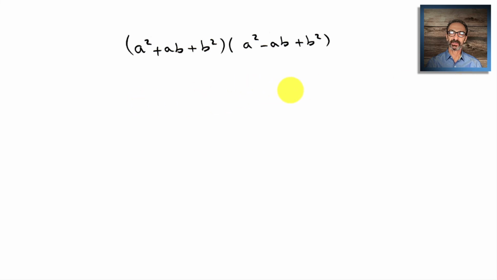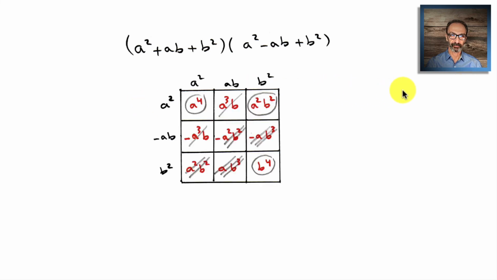Let's use the box or the rectangular method. On one side of the rectangle, we're going to go a square and ab and b square. On the other side, we're going to take a square minus ab and b square. Just multiply and take your time. For example, this is a to the 4, as you can see, from a to the second and a to the second. This right here will be a to the second times ab, which is a to the third b, and so on.